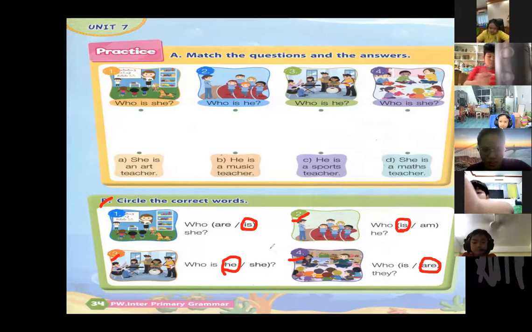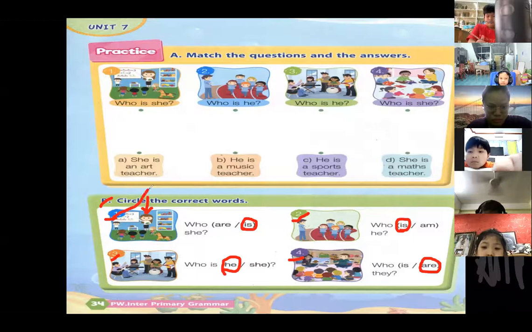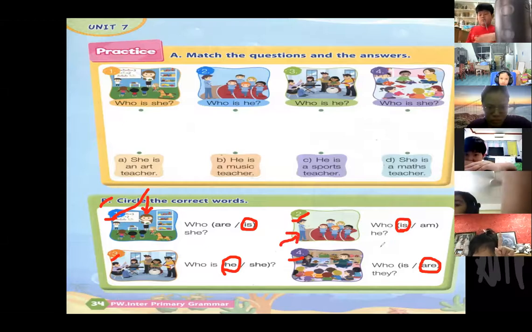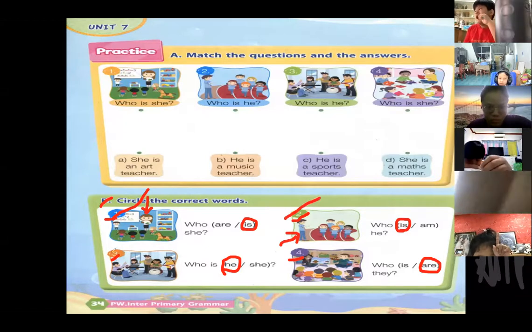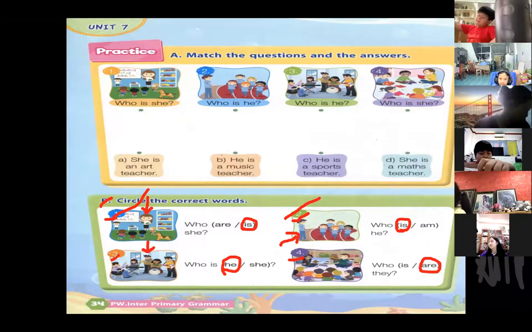Okay, so now let's check your answer. Number one, we're talking about this teacher. Who is she? Very good, this is correct. No cheating. If you got it wrong, it's okay, just put the correct answer. Number two, we're talking about this guy. Who is he? Correct. Number three, who is he? Good job.